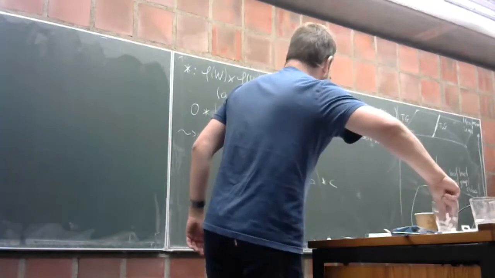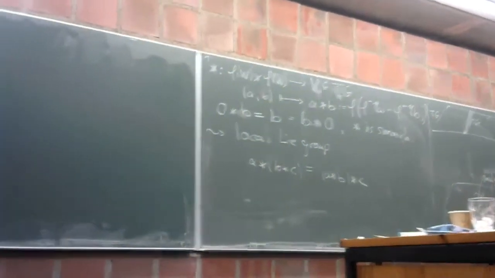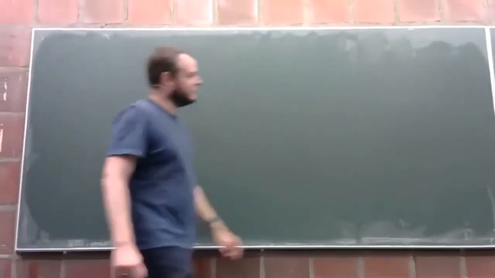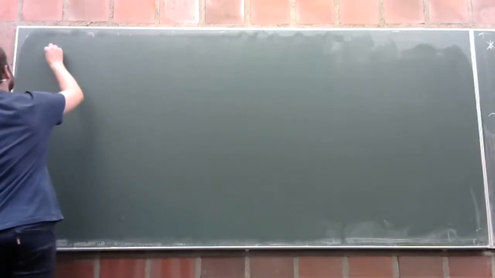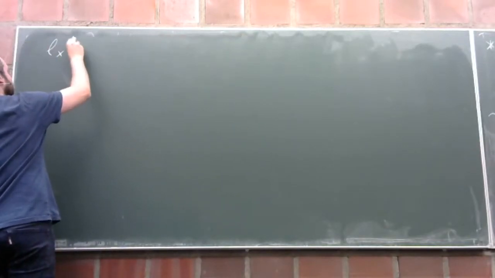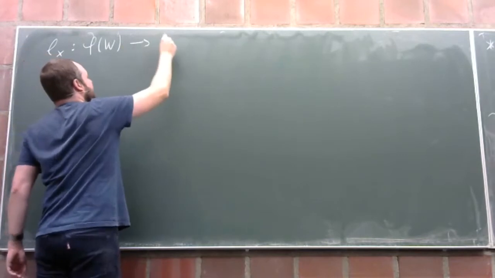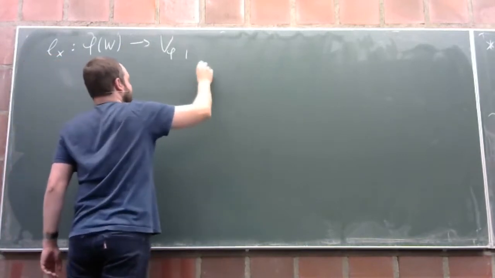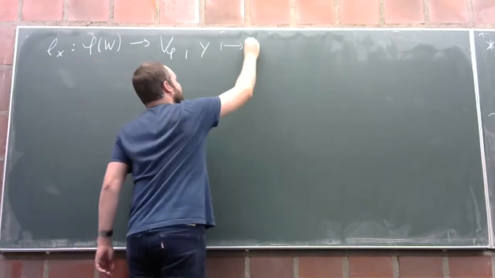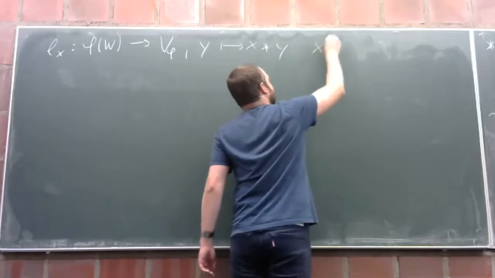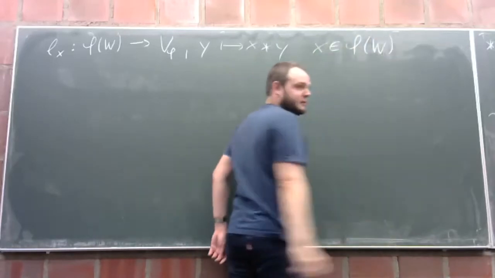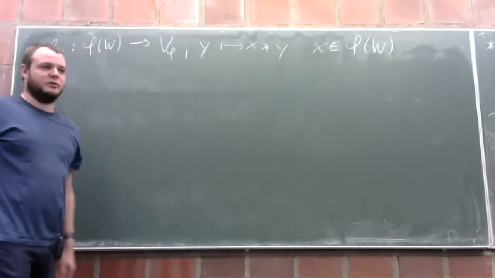Let's see. First of all, I want to distinguish a little bit between left multiplication with respect to our new star product and left multiplication with respect to the product on the Lie group. This is not always done. However, let me just introduce a small x. This will be a mapping defined on phi of W, and it takes y and sends it to x star y. So this is sort of the local version of the left translation operation, right?